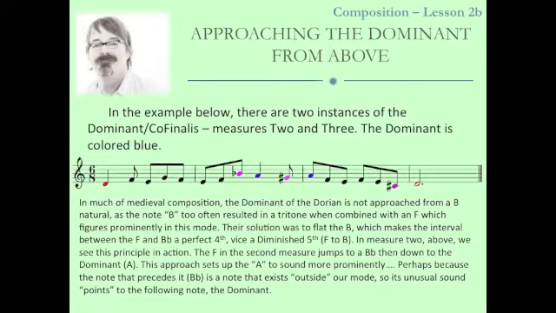In much of medieval composition, the dominant of the Dorian is not approached from a B natural, because the B natural often found itself in combination with an F, which figures prominently in this mode. An F to B is a flatted fifth or a diminished fifth, and that was considered too dissonant for use. So to fix that, they almost always used a B flat instead of a B natural, which meant that if it hit a B flat and an F, you got a perfect fourth instead of the diminished fifth, which made everything wonderful. In measure 2, we see an approach that takes advantage of this principle.